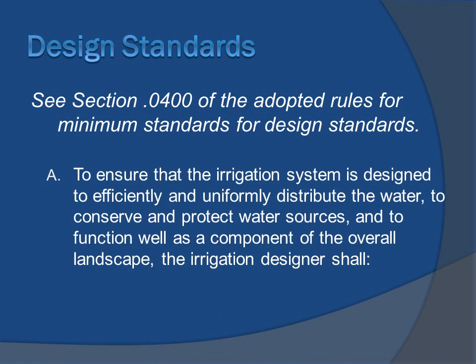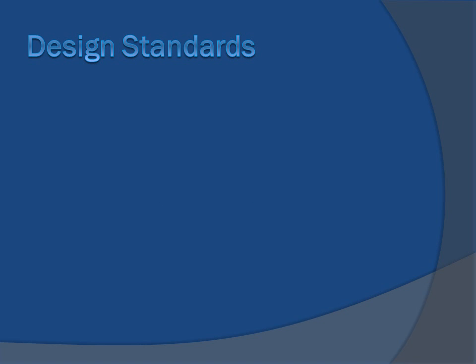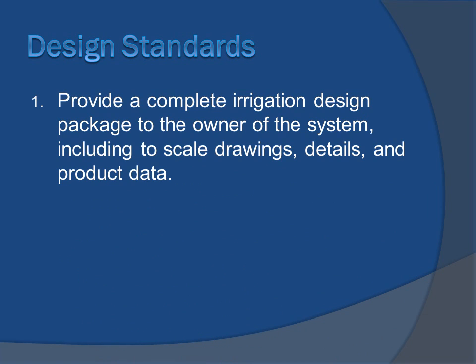To ensure that the irrigation system is designed to efficiently and uniformly distribute the water to conserve and protect water resources and to function well as a component of the overall landscape, the irrigation designer shall, what do you think the first thing is? Take this class offered by Eric Jones. Provide a complete irrigation design package to the owner of the system, including to scale drawings, details, and product data.